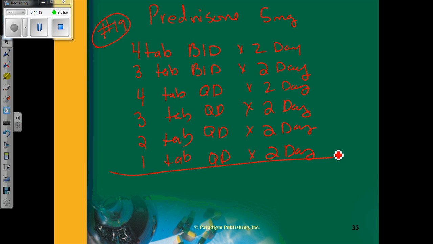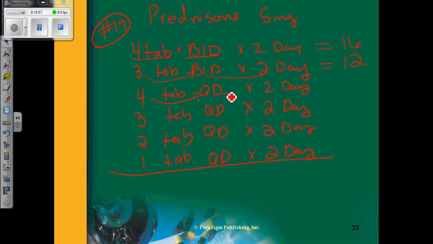Okay, so what we're going to do is figure out what question 19 wants. They're wanting to know what quantity you give them. So if you're taking 4 tablets twice a day for 2 days, it'd be 4 times 2 times 2. So 4 times 2 is 8. 8 times 2 would be 16 tablets for those 2 days. For 3, you just multiply across. 3 times 2, because BID is twice a day. 3 times 2 is 6. 6 times 2 would be 12. So 12 tablets is what you're going to need for those 2 days.